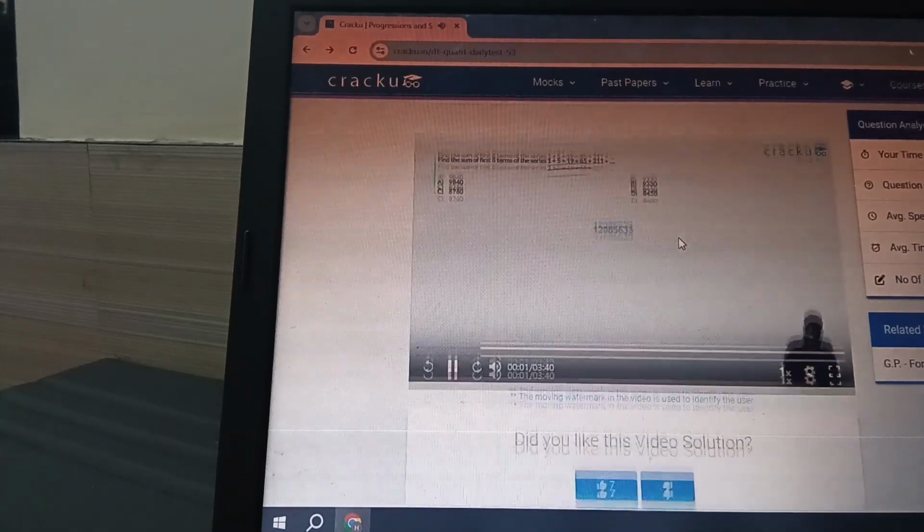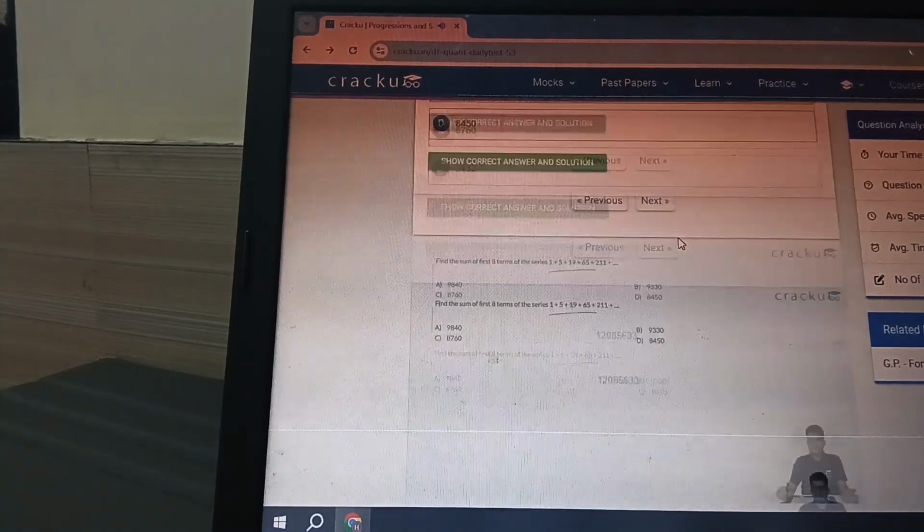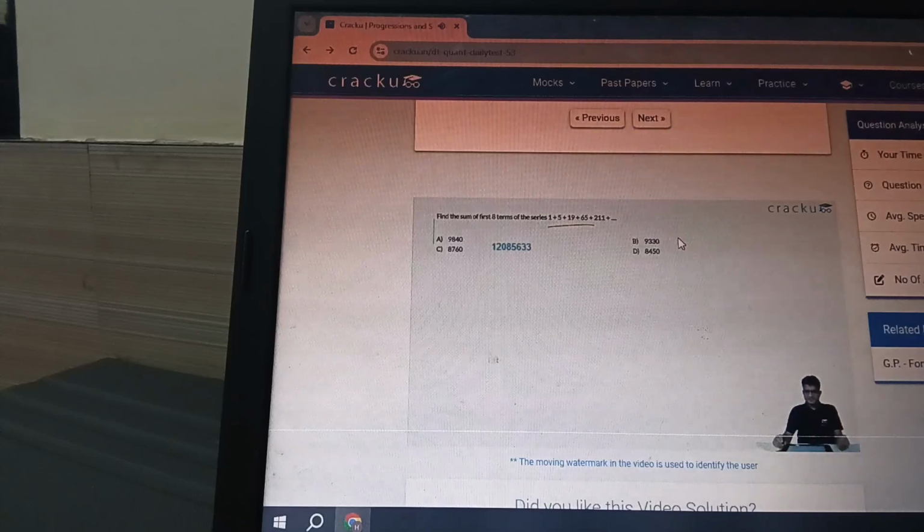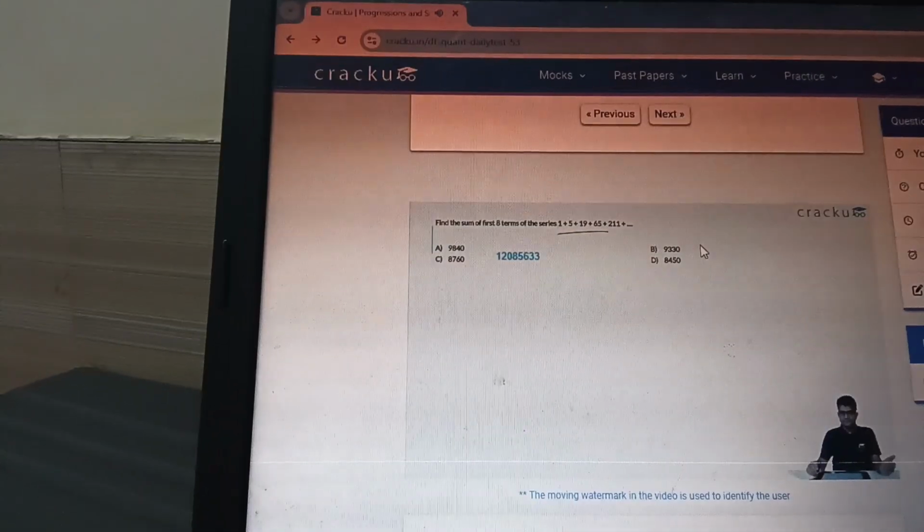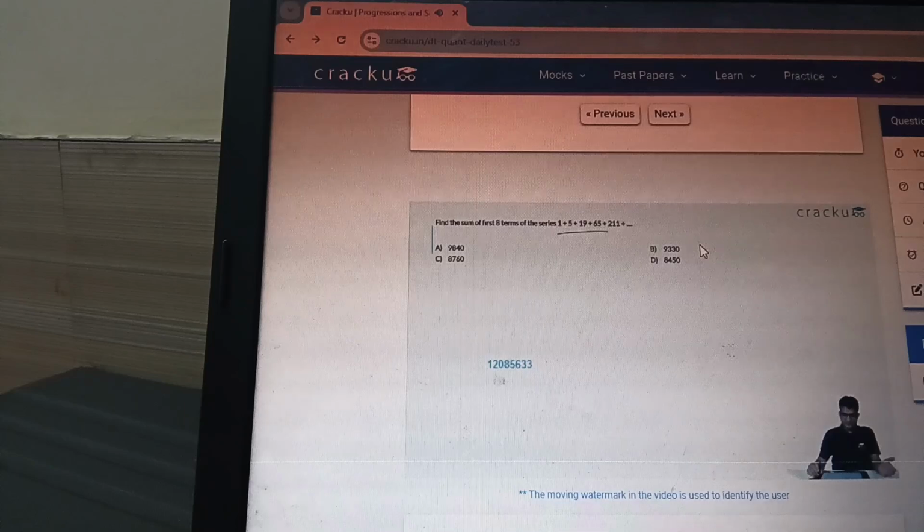In this question, we are given a series and we are asked to find out the sum of the first 8 terms of that series. When you look at the series, you will notice that there is no immediate pattern that is visible. The first term is 1, the second term is 5, the third term is 19, the fourth term is 65, next is 211 and so on.